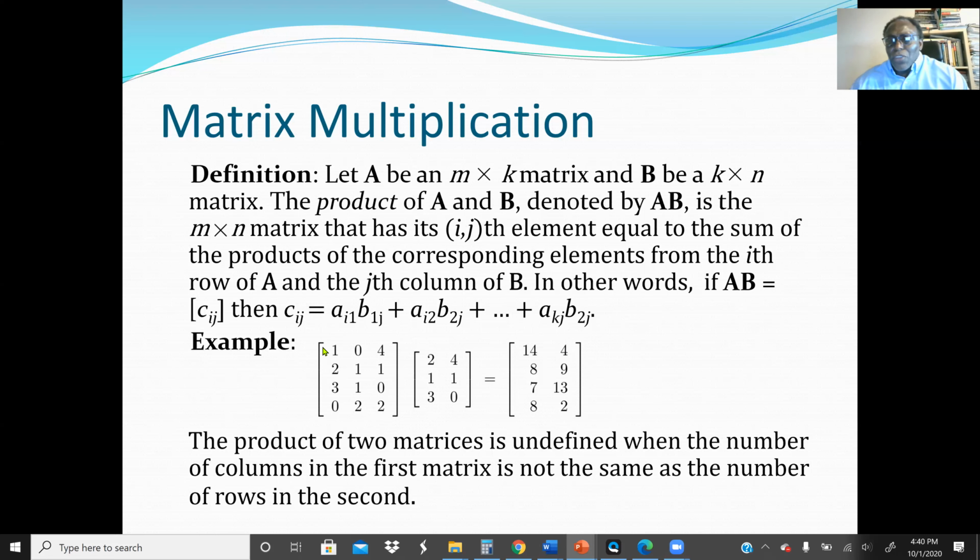And the last one will be the fourth row and second column, and that's 2. 0 times 4 is 0. 2 times 1 is 2. 2 times 0 is 0. 0 plus 2 plus 0 is 2.